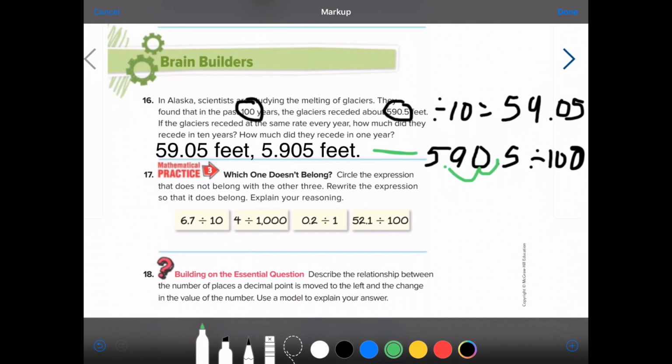Perfect. Number 17. Which one doesn't belong? Circle the expression that does not belong with the other 3. Rewrite the expression so it does belong and explain your reasoning. Okay, let's look and see if they did these correctly. Okay, let's look at each of them for this one right here. And the reason why that doesn't belong.